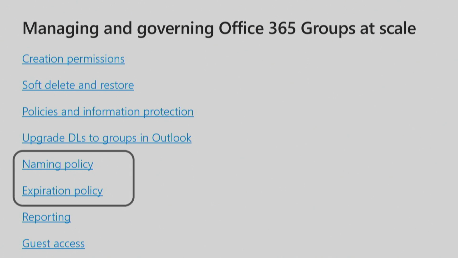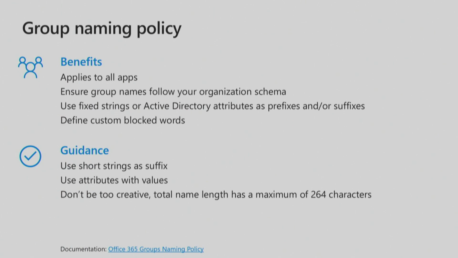But for today, we'll focus on two features. The first one is naming policy, which just went to general availability a little over 4 weeks ago. We've had this in preview for a while, but we're really excited to hit GA. And the second is expiration policy, because this helps control the life cycle of the groups inside your tenant. So the first one, naming policy, has two aspects to it.